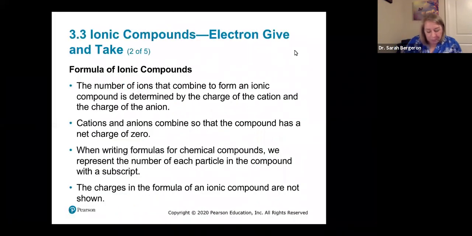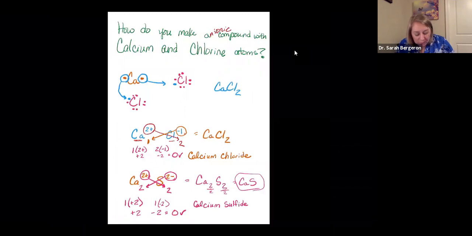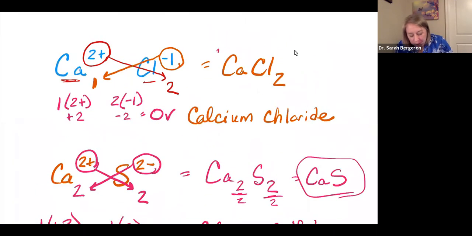Okay. So this is just words from what we just did. The number of ions that combine to form an ionic compound is determined by the charge, right? That tells you how many valence electrons are going to have to be moving around. So we're going to combine our cations and our anions to make a net charge of 0. That is super important. And when we write them, we represent the number of each atom with a subscript, right? So we said, for example, here we had one calcium atom.